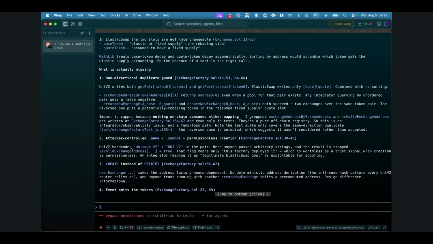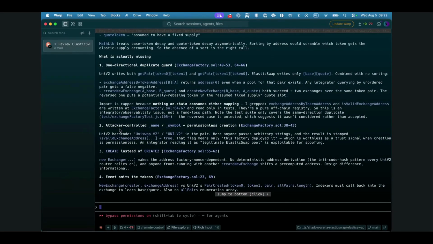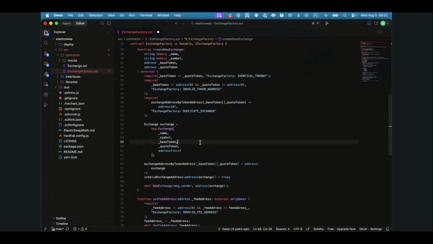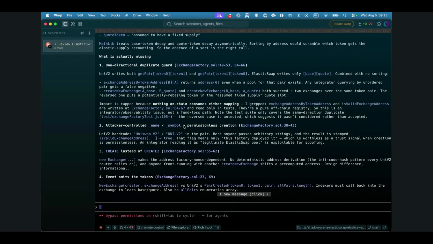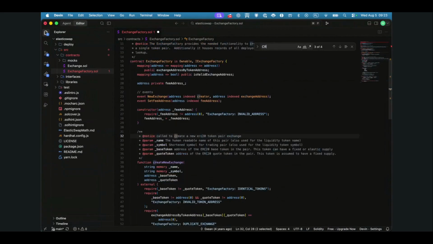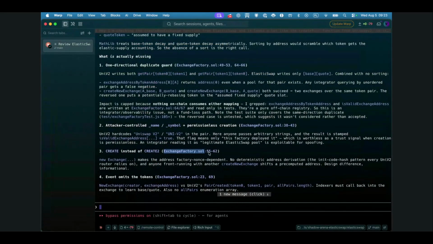Now there are apparently some other things. But I didn't notice, is it using create here? Where is it? No. Permissionless creation. That flag means only this factory deployed it, which is worthless as a trust signal when creation is permissionless. An integrator reading it, create instead of create2 in ExchangeFactory. Do you see where create is? Why does it say there is create? That's odd. 55 to 62? Weird. Oh yeah, that's a new exchange. Okay, yeah, maybe that's the equivalent.